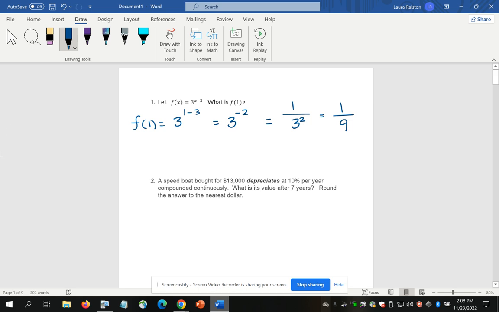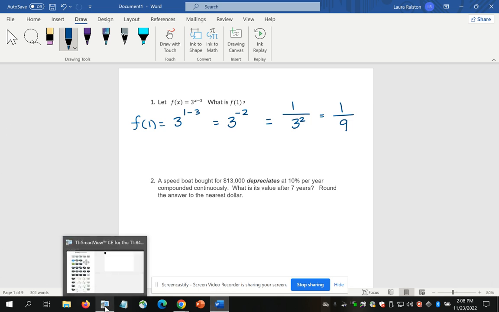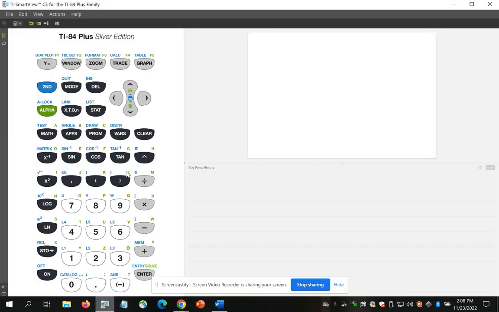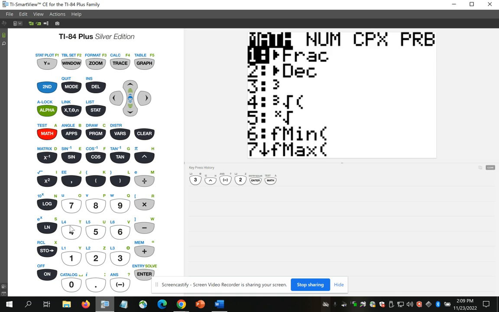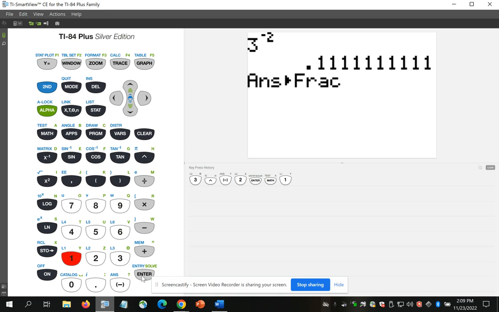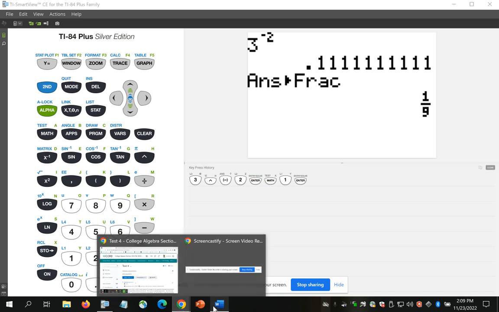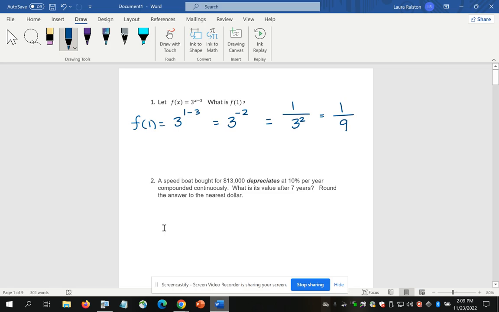Now, you could put that into your calculator when you get to the point of having 3 raised to the negative 2 power, but it's going to give you a decimal. The answers are given as fractions, so you can go to math and convert it to a fraction, and it gives you 1/9. Or you can do it by hand as I did. It's almost just as quick.